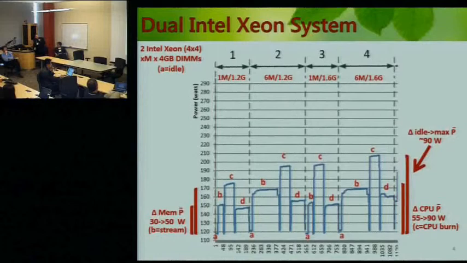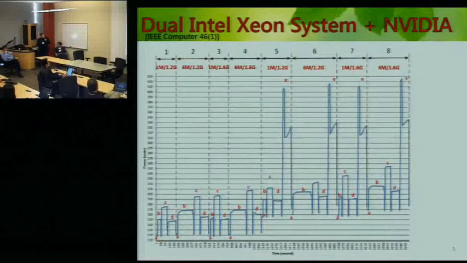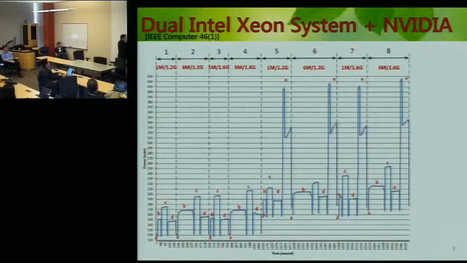So these numbers don't matter. The next picture really matters. This is just giving you a baseline to understand these pictures. I'm going to show you the same picture now with the GPU installed. Okay? So this whole thing here is without the GPU, and this is with one GPU. It's an NVIDIA Tesla. Nothing special about it either, other than it's a GPU.